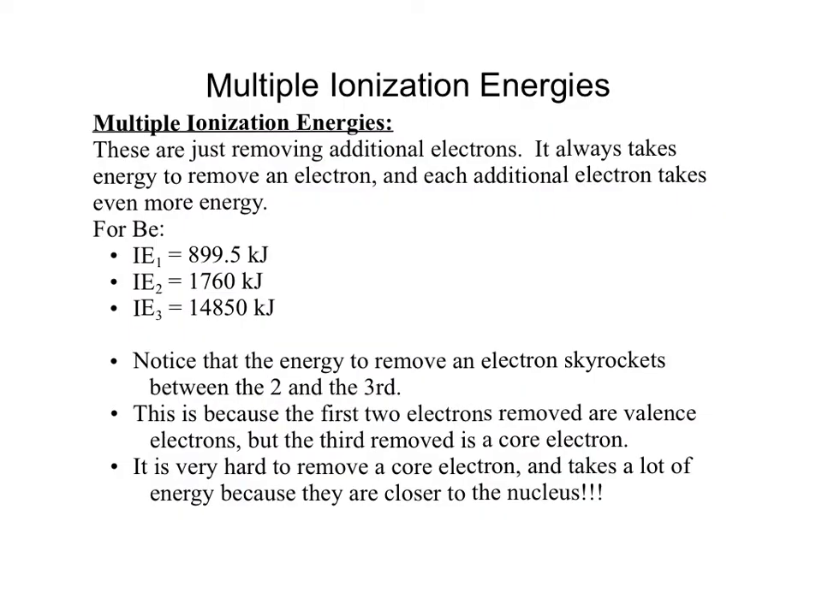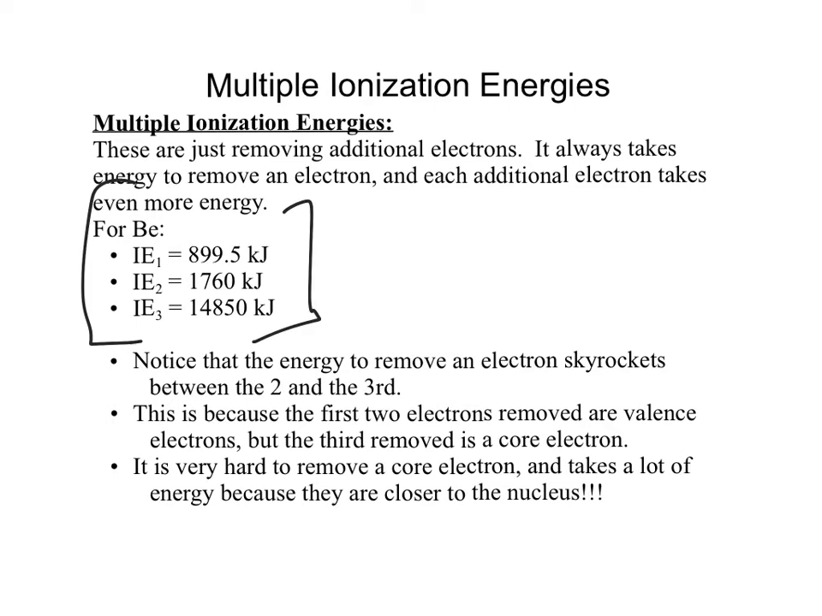Now, by definition, we are talking about removing the most loosely held electron. So I can remove one electron, and then I can remove another, and then I can remove another. But I'm removing the most loosely held electron first, and then I remove them one at a time. You can look at a series of ionization energies like this, and you can figure out how many valence electrons you have.